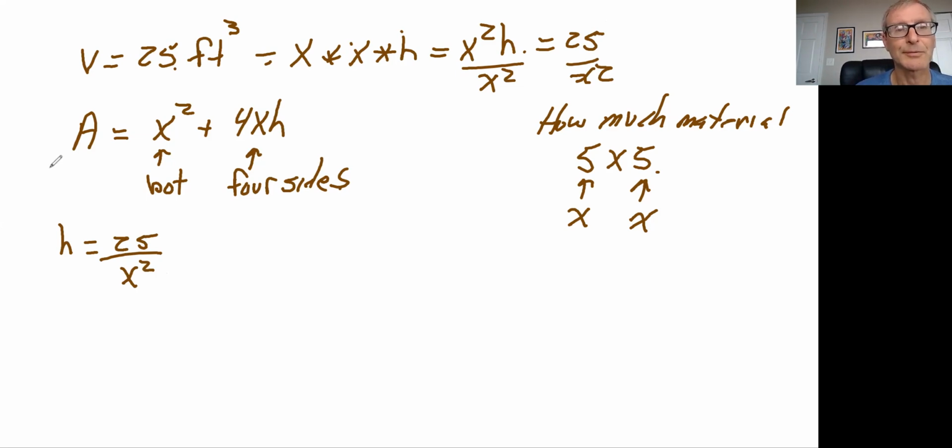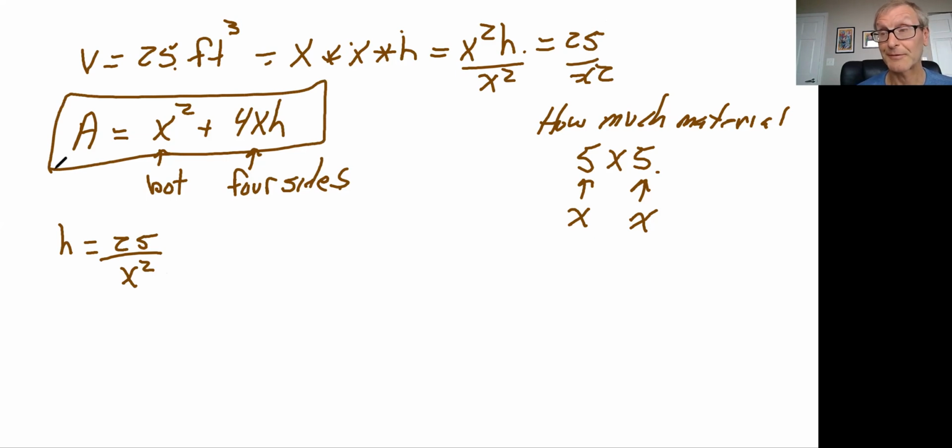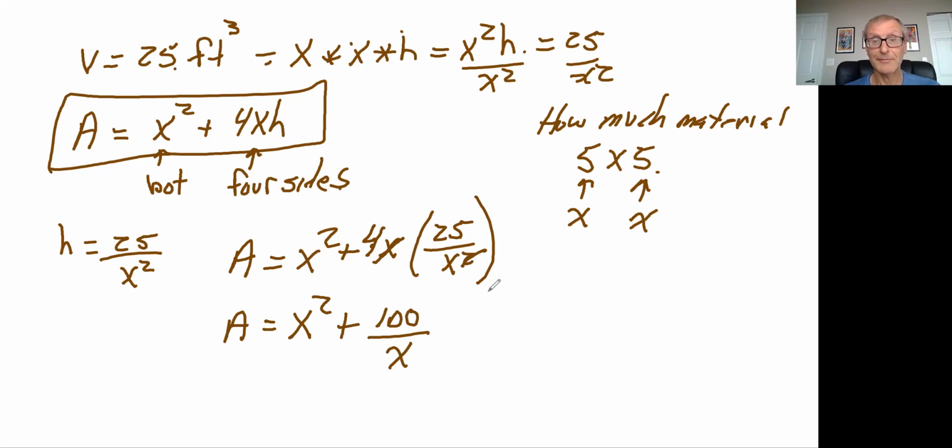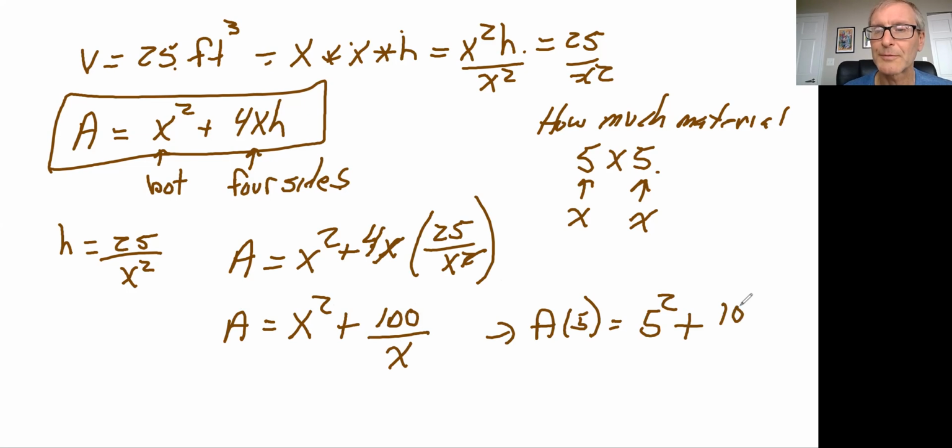So if we plug this into this equation here, we can get rid of h, and all that is left is x's. So when we do that, we have A equals x squared, and then we have 4x, and we get rid of h by plugging in 25 over x squared. And so we'd have A equals x squared, and this x will cancel with one of these x's in the denominator, and 4 times 25 is 100. So you would have 100 divided by x. So given x is 5 and 5, we plug in x of 5, and you would get 5 squared plus 100 divided by 5. And so that would be 25 plus 20. And so that would be 45.